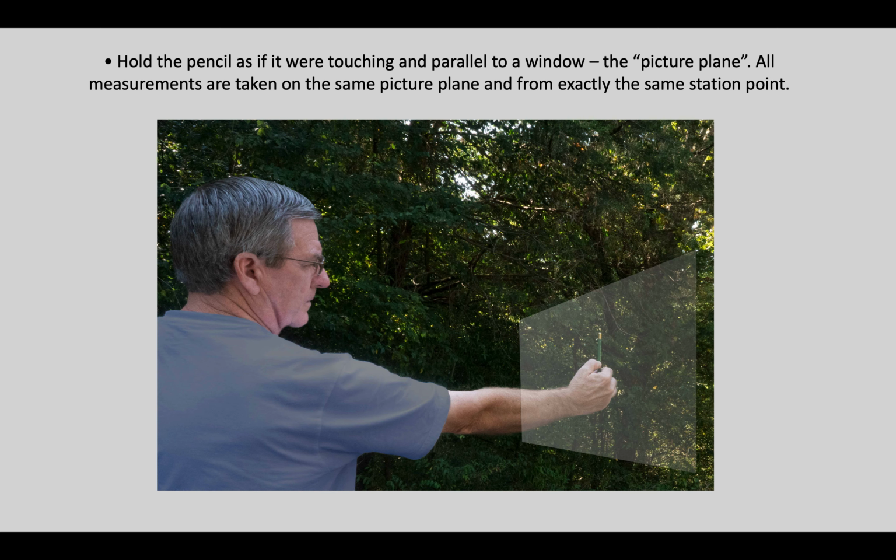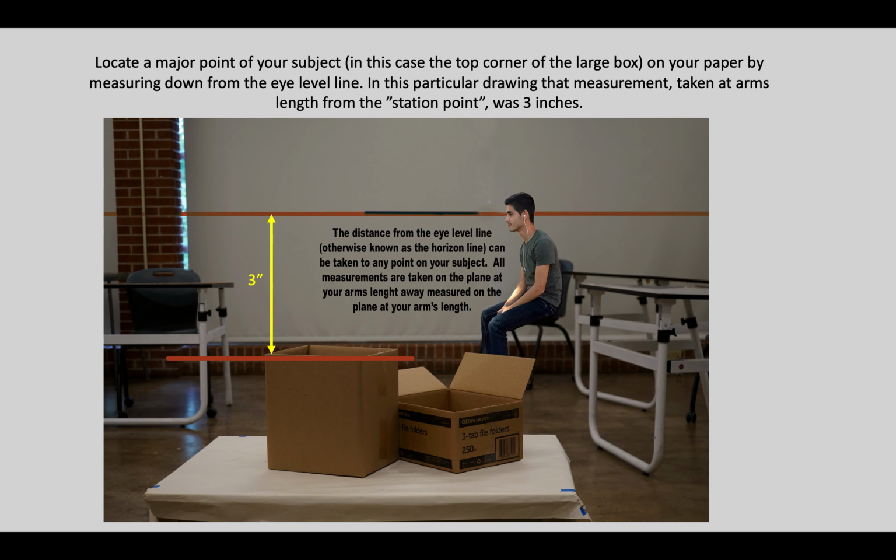So I mentioned that it's like you're measuring on a window. So I superimpose this transparent sheet of glass. And so that's what you're measuring on. It's invisible to you, but it's out there, always in the same place, exactly where that pencil is when you hold your arm out straight. So you know you can be consistent measuring on that picture plane.